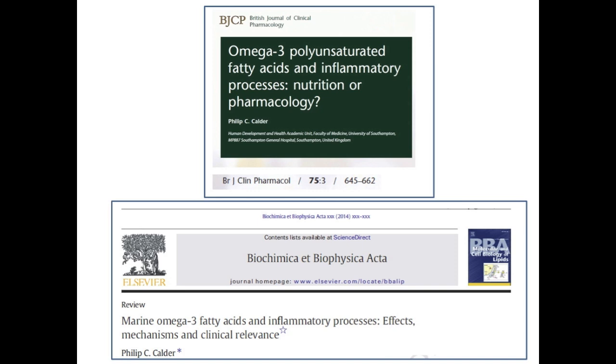I was asked to talk about these fatty acids in the context of inflammation, which is actually one of the areas that we do a lot of research in. So that's what I'll do.